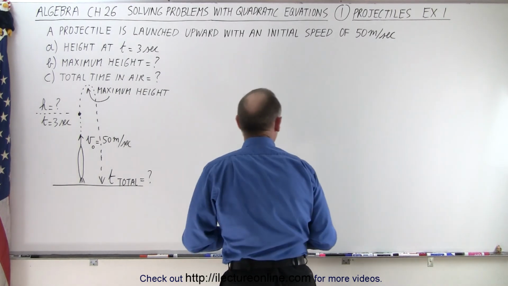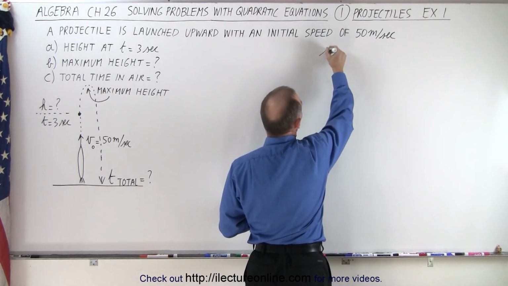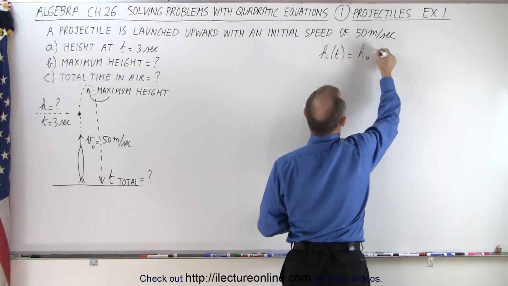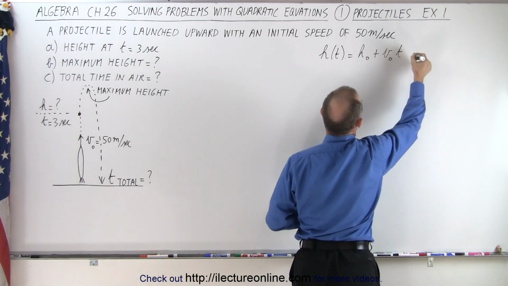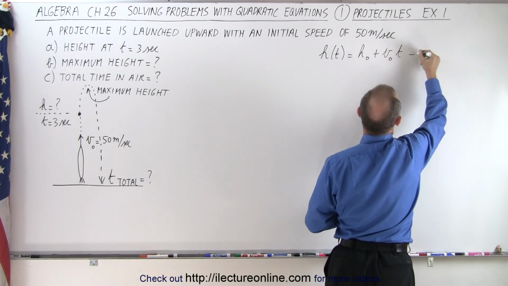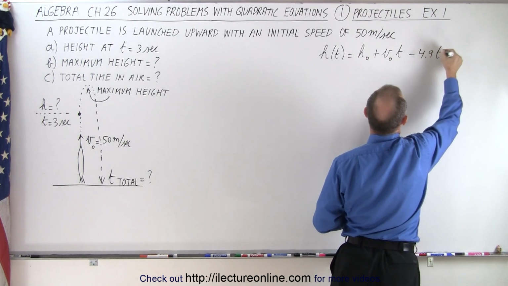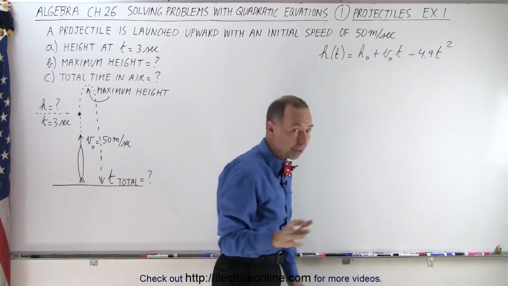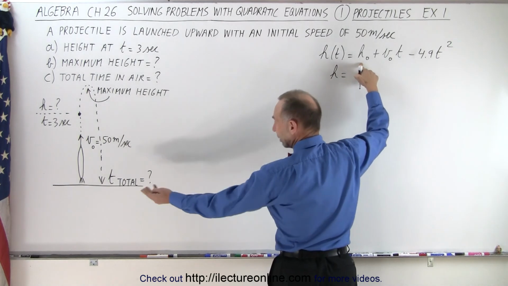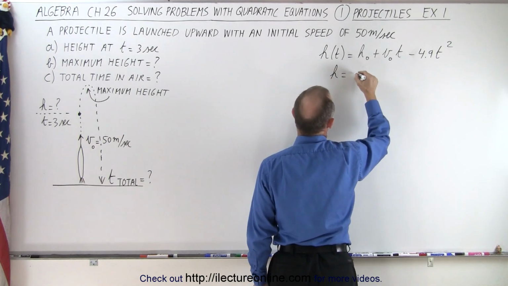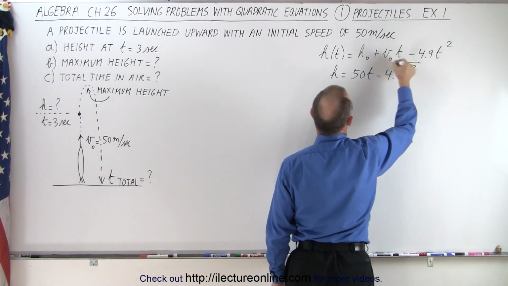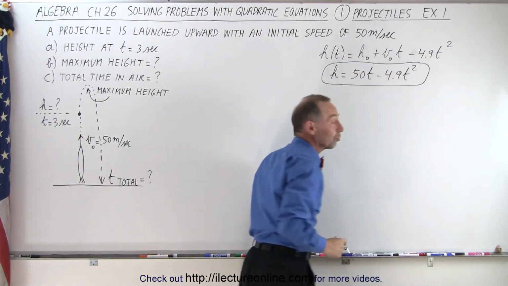So how is that done? Well, we need an equation, and we can say that the height as a function of time is equal to some initial height plus the initial velocity times time, minus 4.9 times t squared. Now, when we plug in the values that they've given us, there's no initial height because the projectile starts from the ground, so the height is equal to 50t minus 4.9t squared. And this is the equation we're going to use to solve our problems.